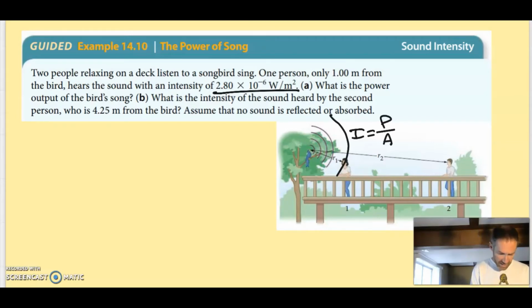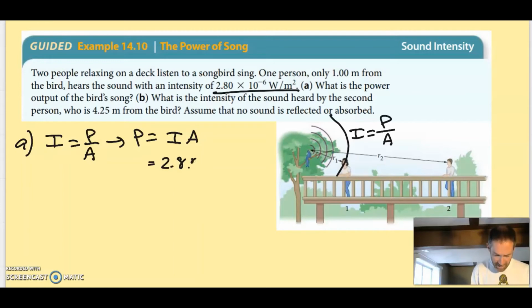Well, that's pretty easy. We can just say that the intensity is power divided by area, so that says that power is intensity times area. So I'll just do 2.8 times 10 to the minus 6 watts per square meter times the area.